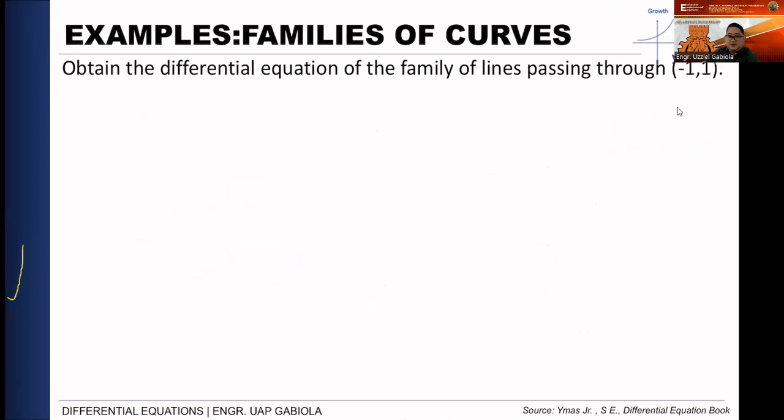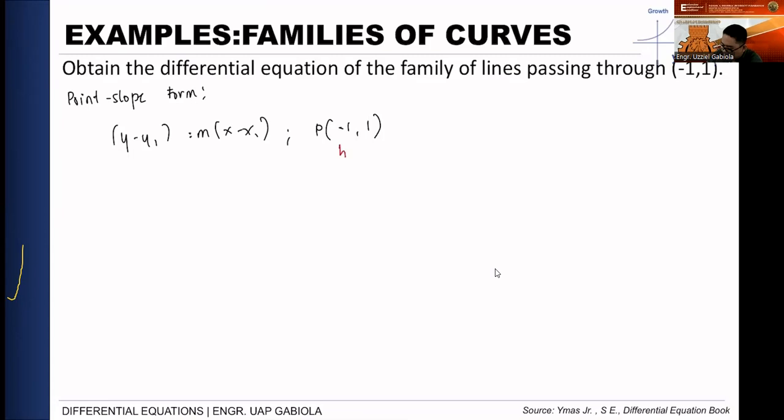Obtain the differential equation of the family of lines passing through negative 1 and 1. Okay? So, meron tayong fixed point. So, again, pag may point tayo, pwede mong gamitin yung point slope form, no? Which is y minus y1 is equals to m x minus x sub 1. Okay? Ang point natin is negative 1, 1. So this is our x1 tsaka y1 natin. Okay? So substitute natin, that will be y minus 1 is equals to m x minus negative 1. So simplify, y minus 1 equals to m x plus 1. Okay? So this is our general equation now.